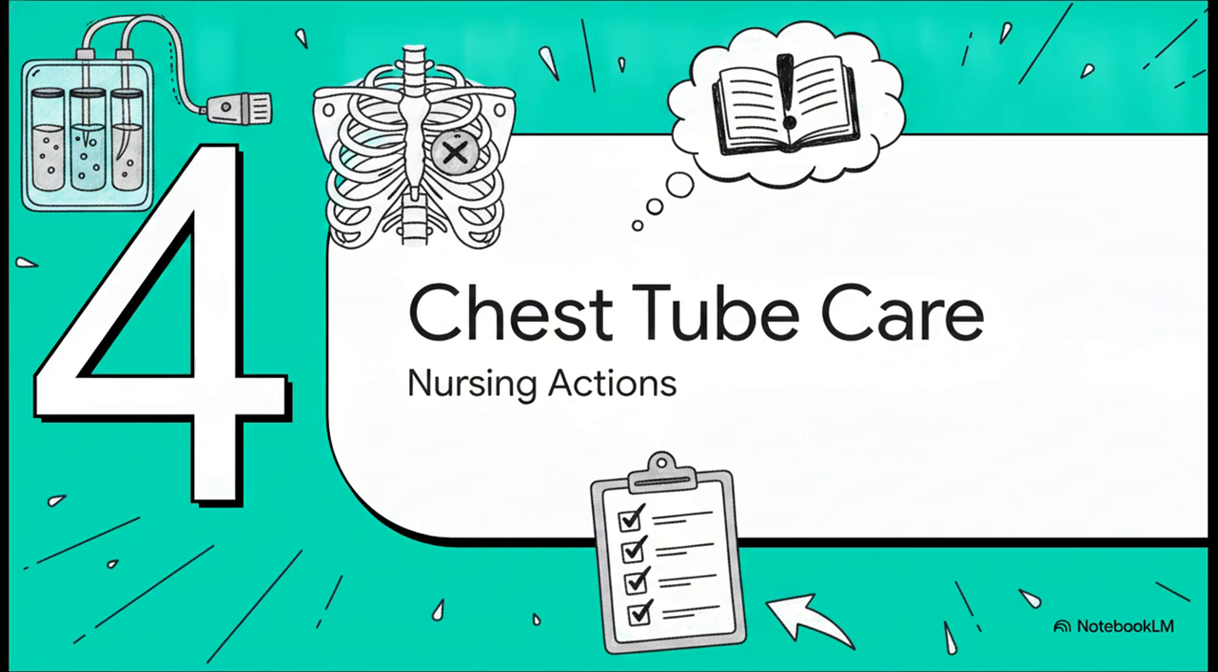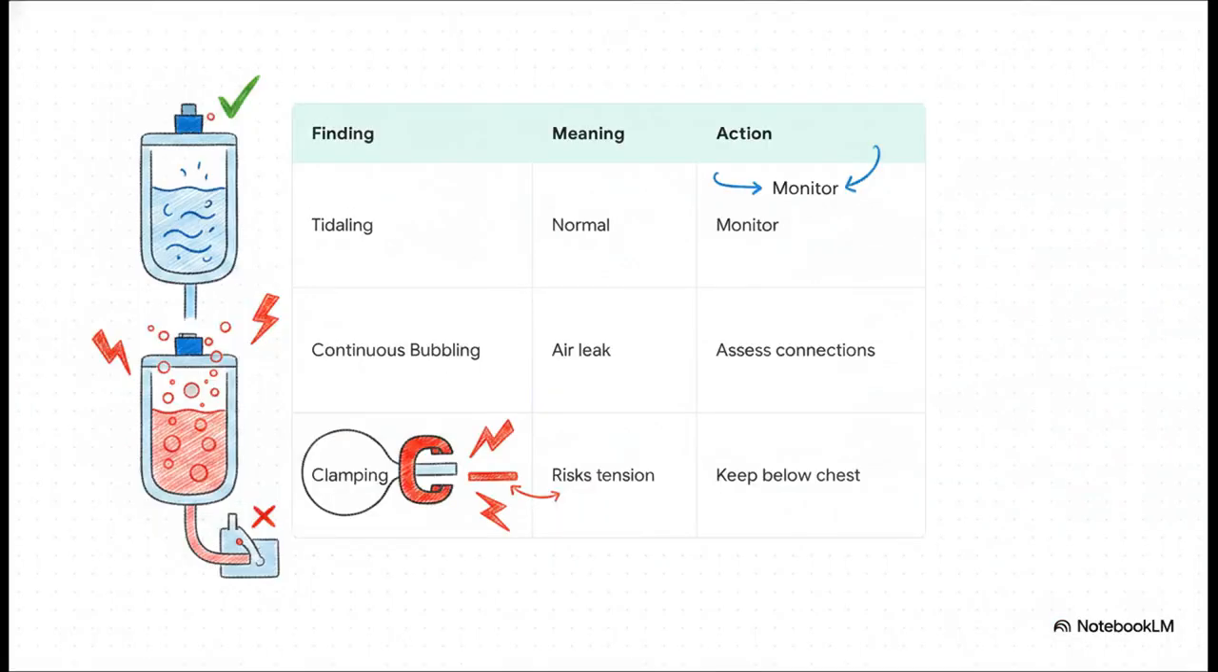All right, Section 4, priority chest tube care. Let's lay down the absolute ground rules for chest tubes. If you look at the water seal chamber and see tidaling, that gentle rise and fall with breathing, that is entirely normal. You just monitor it, no big deal. But if you see continuous bubbling in that water seal, that is a glaring red alert. It means there's an active air leak somewhere and you must immediately assess the system's connections.